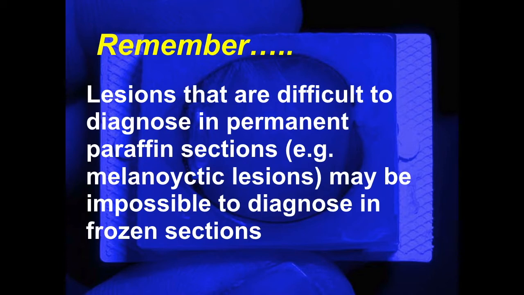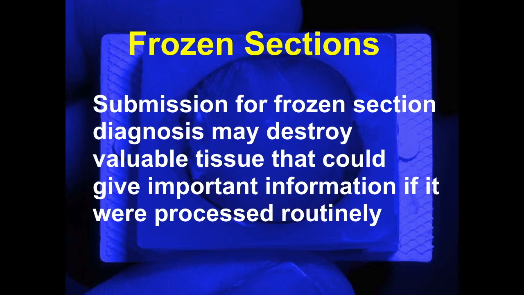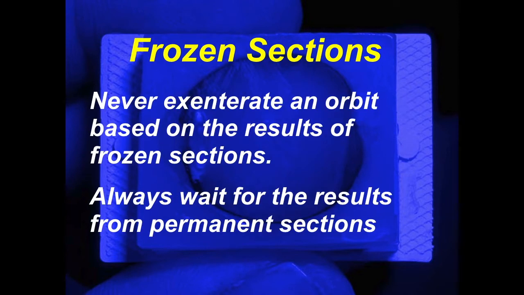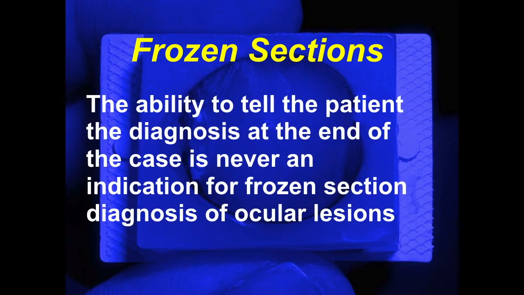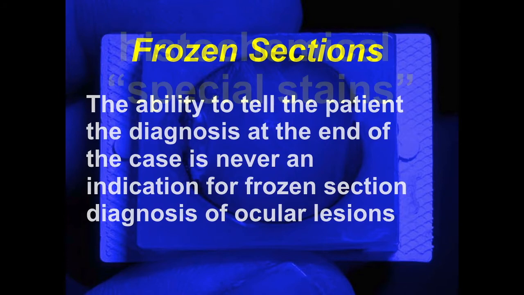lesions that are difficult to diagnose in permanent sections, for example, melanocytic lesions, may be impossible to diagnose in frozen sections. Submitting tissue for frozen section diagnosis may destroy valuable tissue that could give important information if it were processed routinely. Never exenterate an orbit based on frozen sections. Always wait for the results of the permanent sections. In ophthalmic surgery, the ability to tell the patient the diagnosis at the end of the case should never be an indication for frozen section diagnosis.